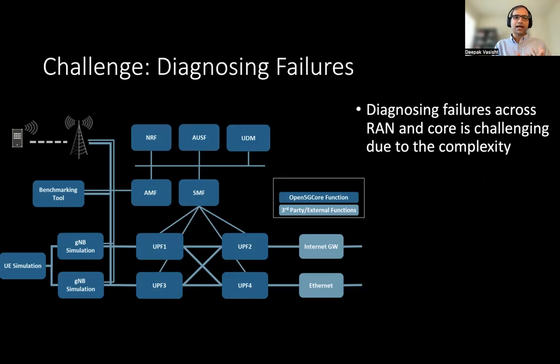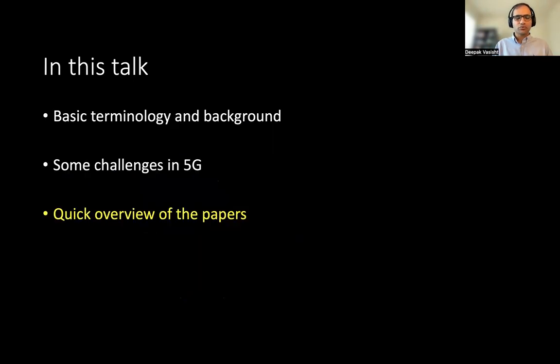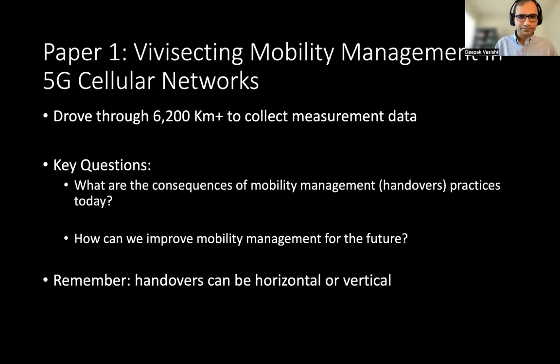And finally, in a network as complex as this, you can imagine diagnosing and handling failures is hard because failures can occur at different points in this network: in the RAN, in the core, in the data plane, the user plane. So all of these failures are possible. Diagnosing where failures are happening and handling them is a big challenge. So we'll have some discussion and solutions for these challenges in the papers that we discuss today. And I'll give you a quick overview of these papers to conclude my talk.